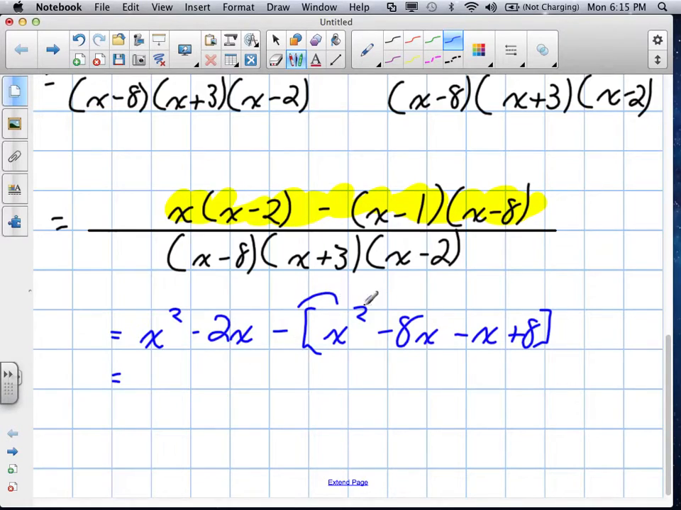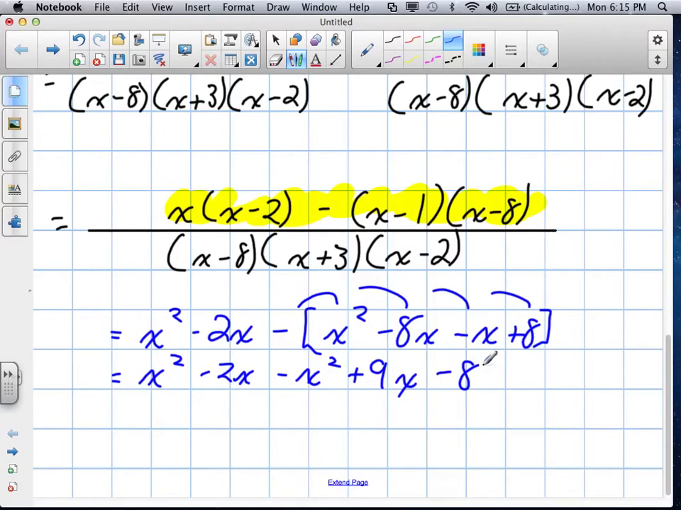I then have to distribute the negative to every single term. So we have x squared minus 2x minus x squared. Now, let's equate this. Negative 8x minus x is what? Is it negative 7x? Other way. Negative 9x? Yeah. But because we're multiplying by a negative, it now becomes plus 9x. And because there's positive 8 times a negative, negative 8. Does that make sense?